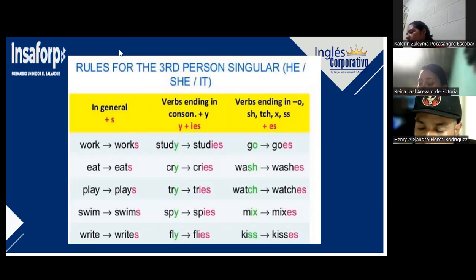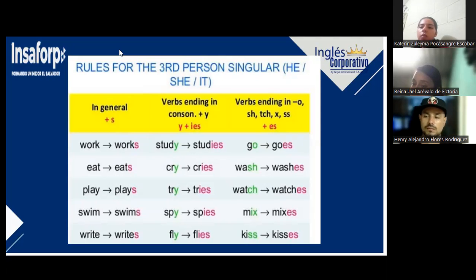Ese es sencillo, solo es de ver el verbo. Si es para tercera persona, si lleva pues ese, porque es un verbo general. Si termina en una Y, pues usted le agrega la ES. Y si termina en OSH, TSH, X, OSS, pues nosotros le agregamos una ES. So it's actually a very practical way.